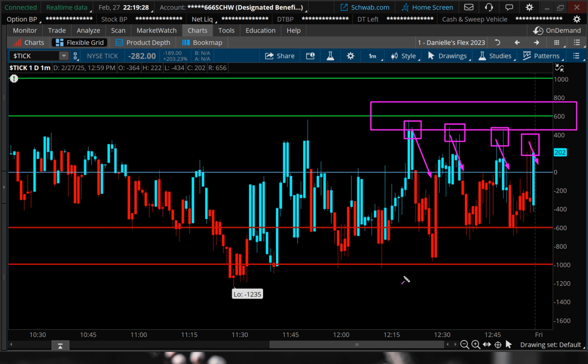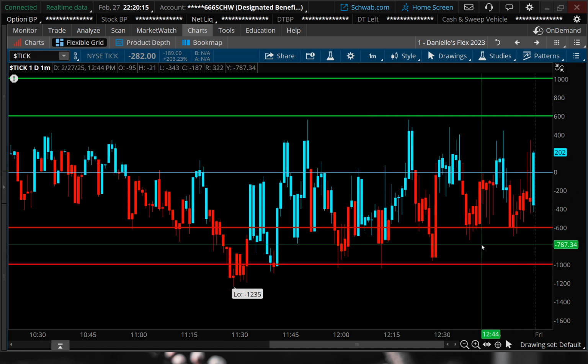Now, you'll notice that it rolled over to the negative 1,000 level, and granted, it didn't stay down there, but it was down there earlier in the day, and it was staying down there. But it did stay down here at the negative 600 quite a bit, whereas it couldn't even get up to the plus 600. So this was definitely more selling than buying. So that was another reason to short it.